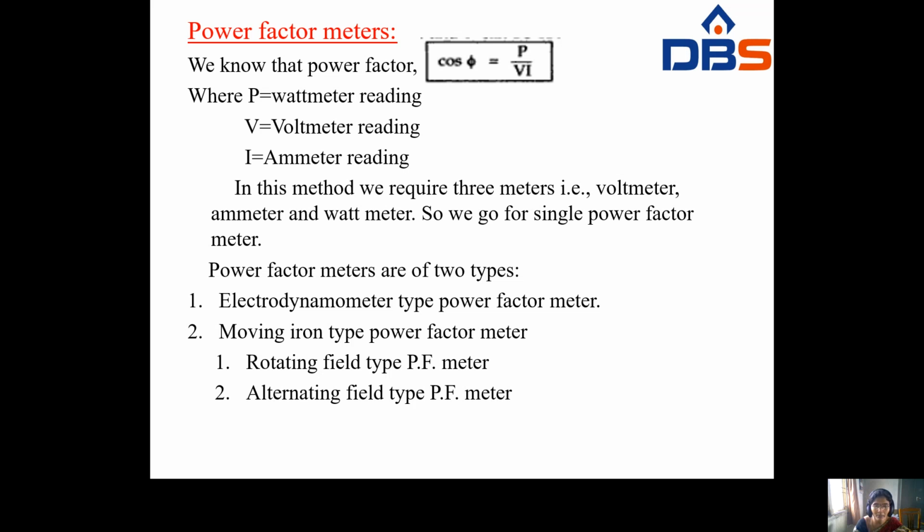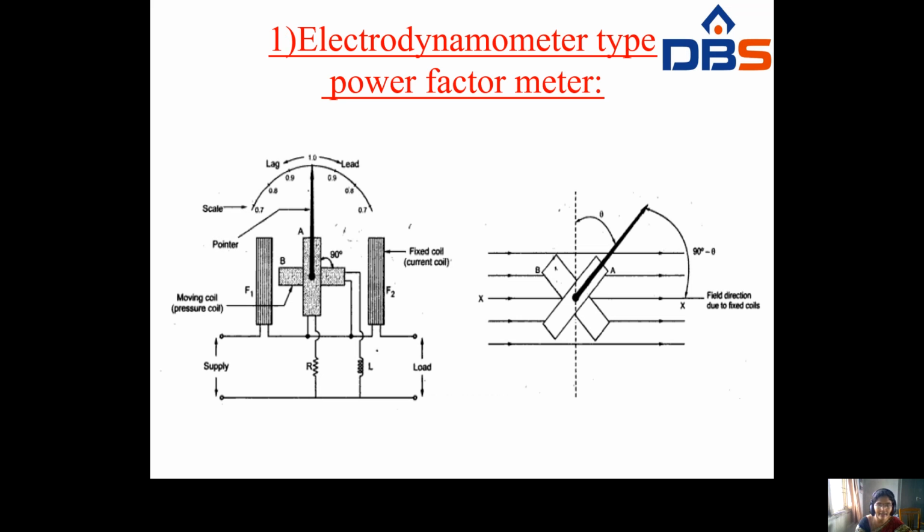Power factor meters are of two types: electrodynamometer type power factor meter and moving iron type power factor meter. And the moving iron type power factor meters are again classified into two types: rotating field type power factor meter and alternating field type power factor meter. Coming first, let us discuss the electrodynamometer type power factor meter.